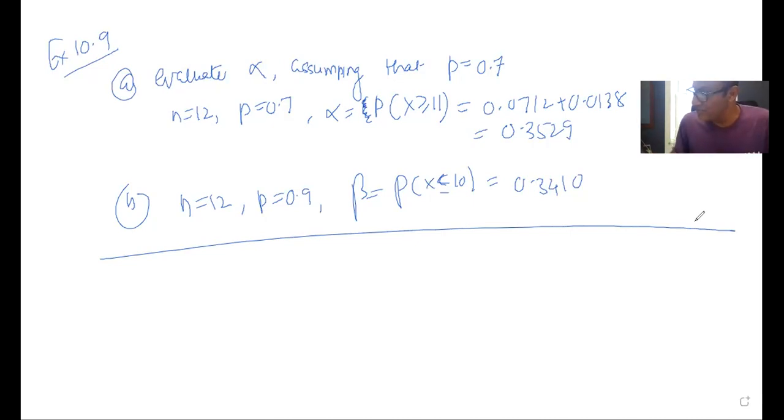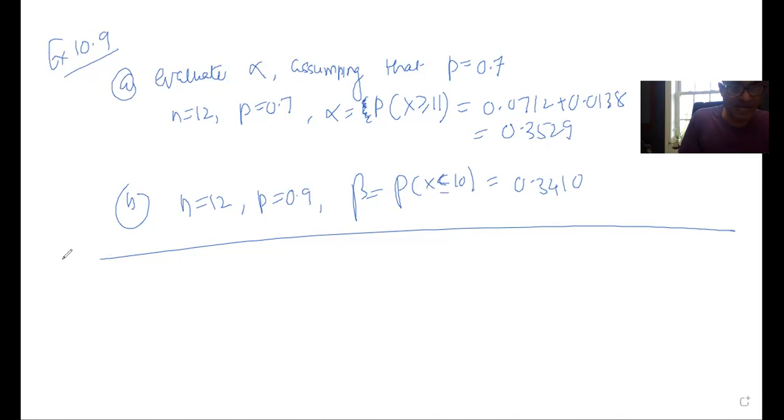It says that assume that, repeat exercise 10.9, but assume that 100 spots are tested and the critical region is defined as X strictly greater than 82, where x is the number of spots removed, and you are given now n equal to 100.